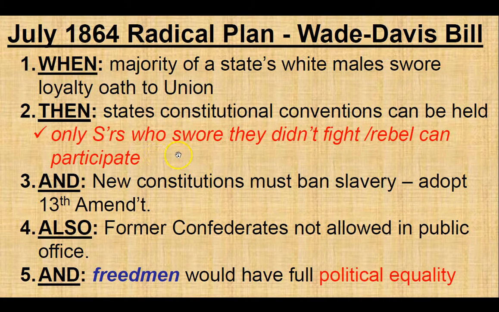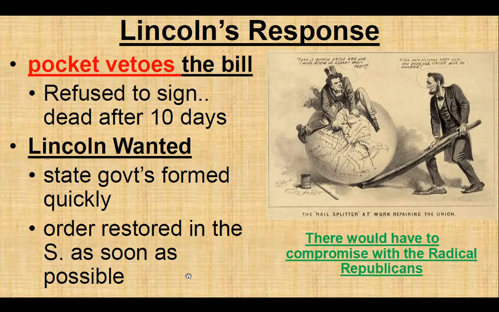So they're trying to exclude, a big point here with the radicals, they want to exclude the bad boys and girls here and the leadership of the rebellion so that there are new people. Old people will just produce old ideas and old problems. And the 13th Amendment is something that they had similar in mind. The Constitution must ban slavery, and they must adopt that. But former Confederates are not allowed in public office. They felt there had to be some punishment, some retribution for what went on here. They can't just come back in and hold the same old positions because it's going to result in the same old issues. Freedmen, on the other hand, would have complete, full political equality.